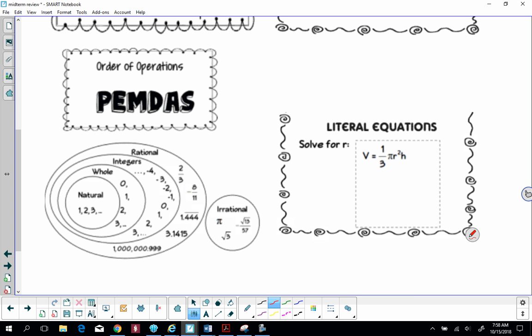So first, how do you get rid of a fraction? It wants me to solve for r. So first I'm going to rewrite it. This is pretty small. Now I want to solve for r. So first, how do I get rid of a fraction? Anyone remember?